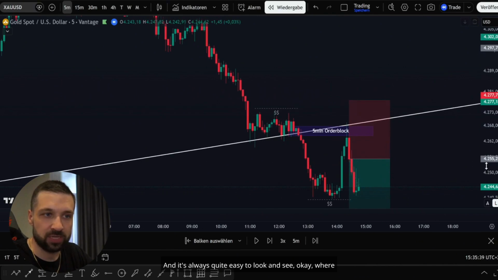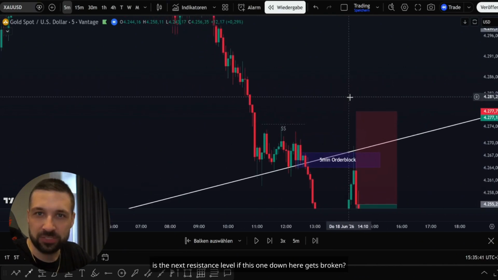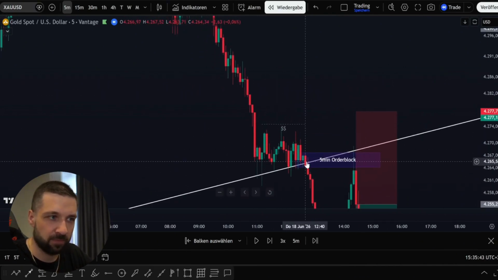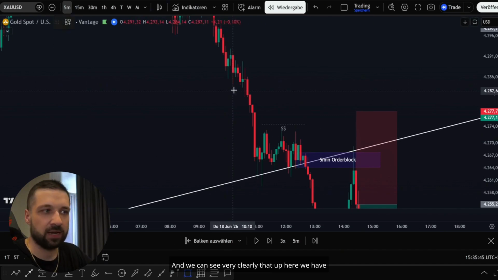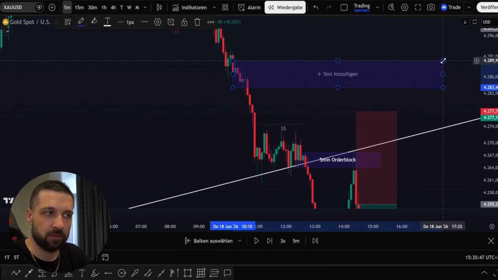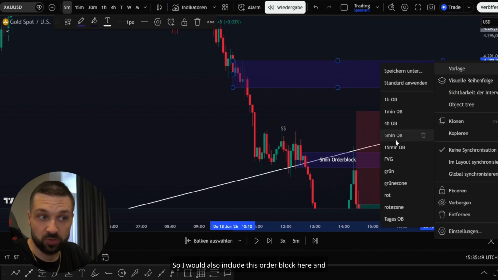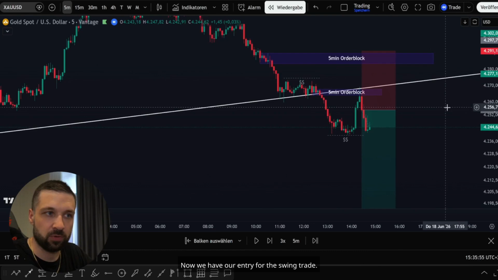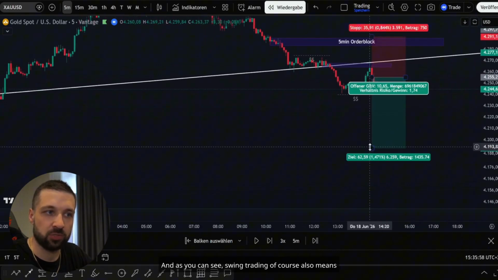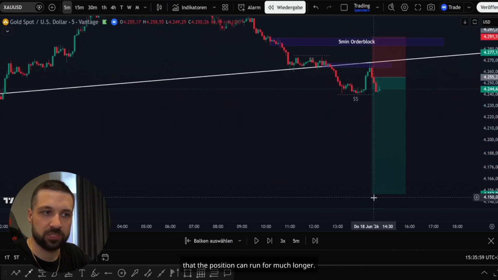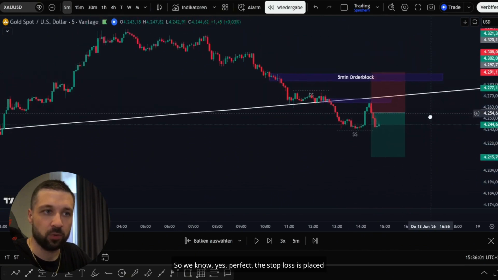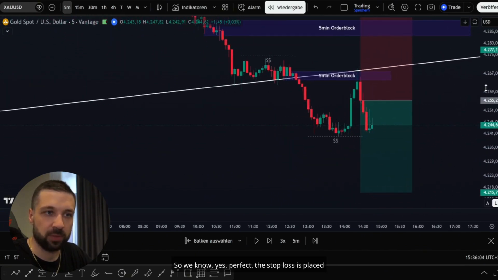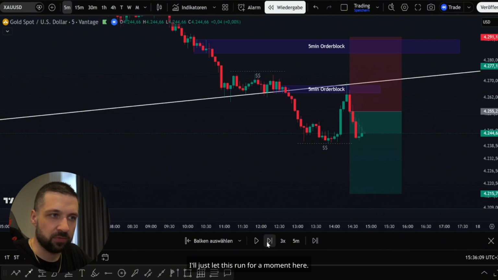It's always quite easy to look and see, okay, where is the next resistance level if this one down here gets broken? And we can see very clearly that up here we have another order block. So I would also include this order block here and simply place the stop loss above it. Now we have our entry for the swing trade. And as you can see, swing trading, of course, also means that the position can run for much longer. So we know, yes, perfect, the stop loss is placed really well there. I'll just let this run for a moment here.